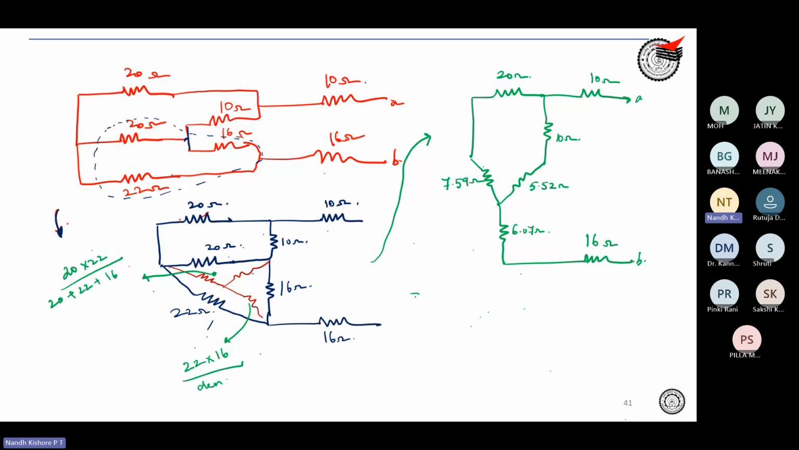Okay. So now I think you can directly simplify by inspection. 20 and 7.59 in series. So this is 27.59, right? And then 10 and 5.52 in series. So 15.52. And you have 6.07 and 16 ohm in series. Therefore, you get 22.07 and you have 10 ohm. So if you simplify this, the R equivalent that you will be getting is around 42 ohms.